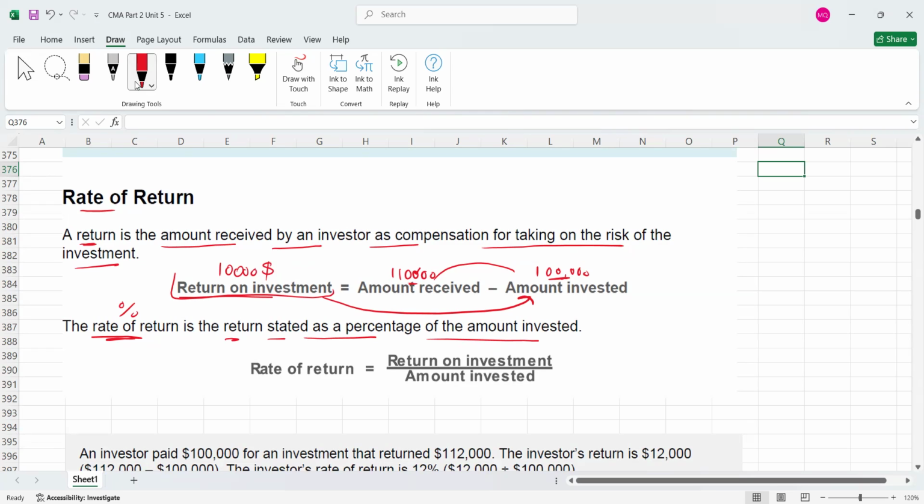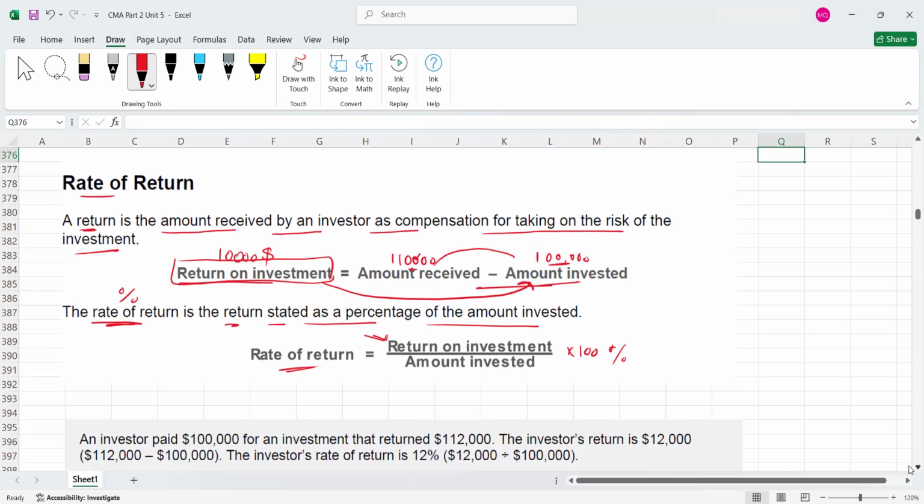For example, what is the formula here? Rate of return, how is it calculated? Return on investment means this amount, which was the difference of amount received and amount invested. We take the return on investment, divide it by the amount invested, and multiply by 100. This will give you the answer in percentage. This is the first, simplest way to calculate the rate of return. Let me first tell you the simple way, and then I'll explain other ways also, because I'll tell you how to solve the question.